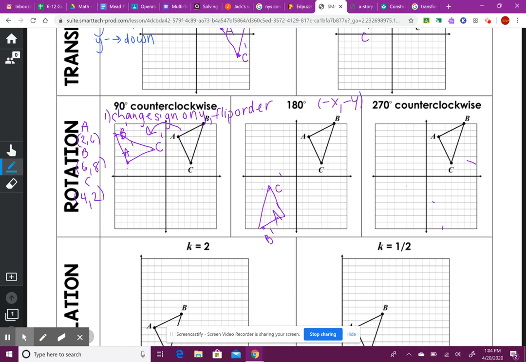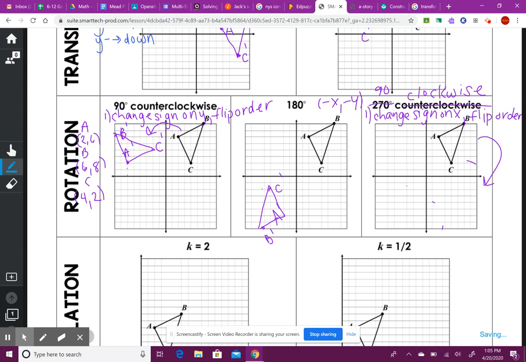Now the last rotation is, let's call this 90 degrees clockwise, same thing as 270 counterclockwise. So we're going this way. We wanted to end up here in quadrant 4. So the rule here is just a little bit different than the first rule. This time you change the sign on X and flip the order.